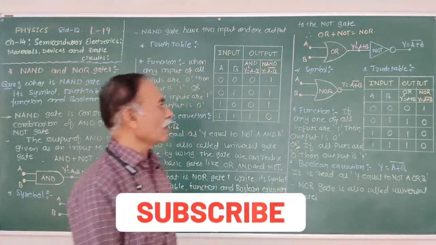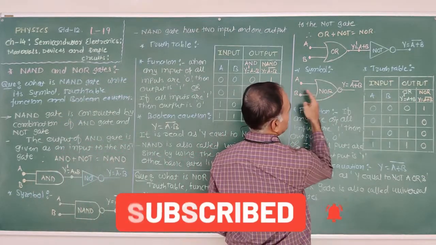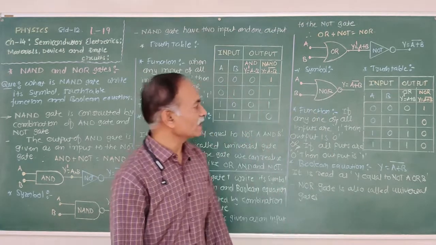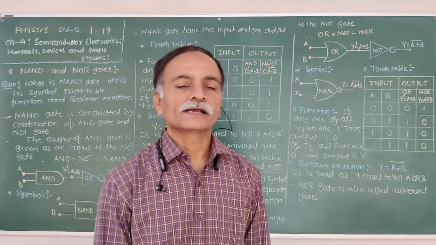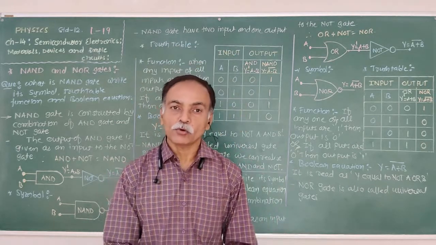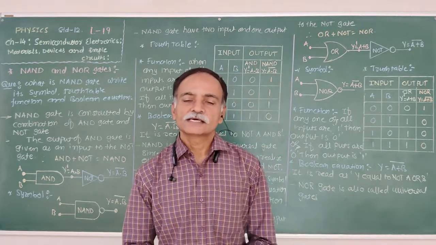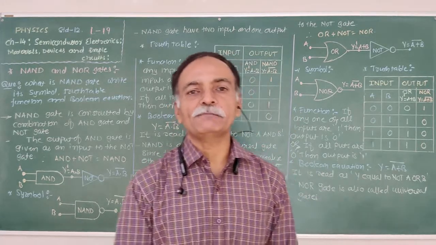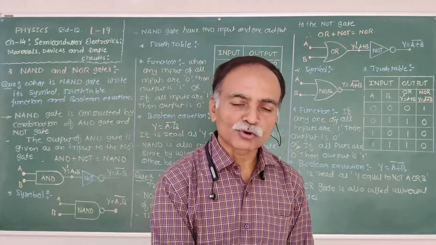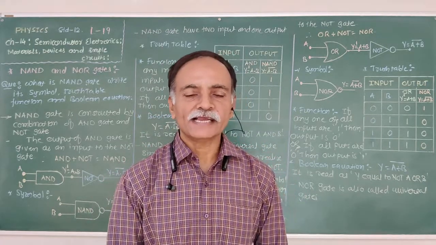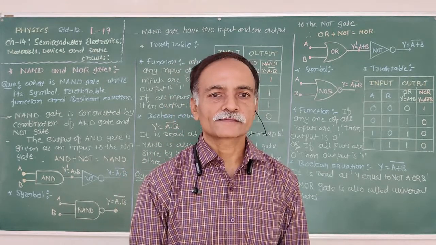What is the symbol of the OR gate? Without the bubble, this is the symbol of the OR gate, and the Boolean equation is y is equal to a plus b. Okay. After the revision of the AND and OR gates, we start our discussion about the NAND and NOR gates. The NAND gate and NOR gate are prepared by a combination: AND plus NOT, we obtain the NAND gate. OR plus NOT, we obtain the NOR gate.